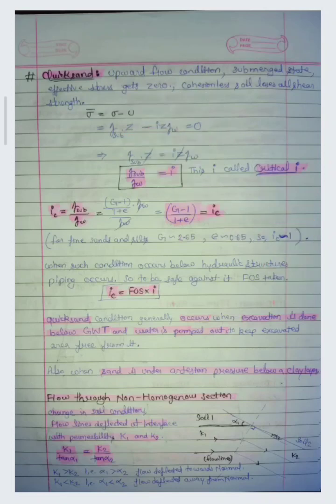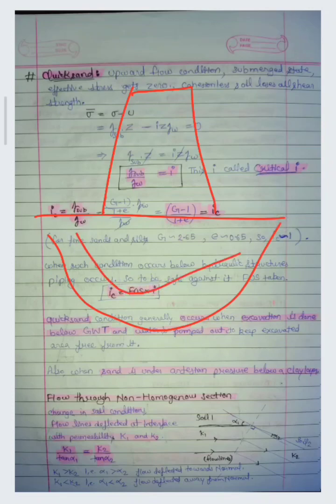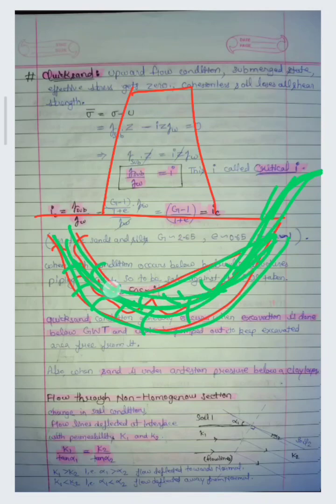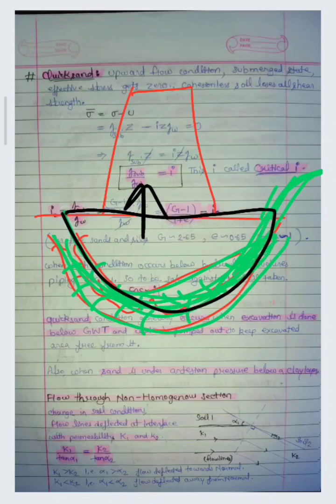Now when such condition occurs below hydraulic structures, piping occurs. Suppose there is a hydraulic structure and there was seepage happening. Now in this seepage, if the soil mass in this zone gets into quicksand condition, slowly the particles will start to float in this zone. Now if they are floating, then with the exiting water, the soil particles will also exit. So after some time, this section will become hollow like a pipe, and due to this, the bearing capacity of this much soil mass will reduce. It can't bear the load of the hydraulic structure, and certainly it will fail after some time.